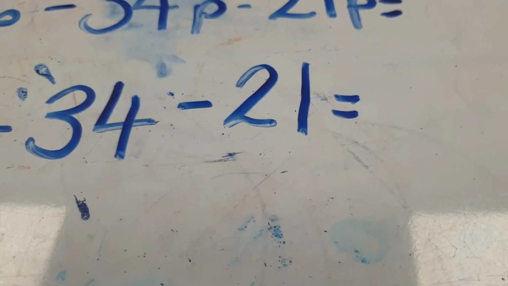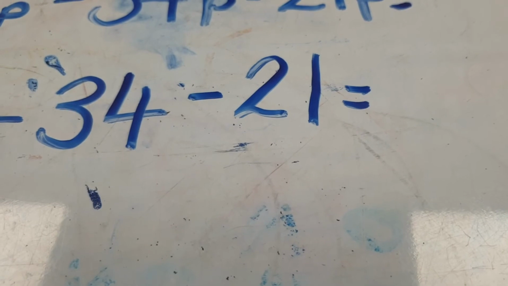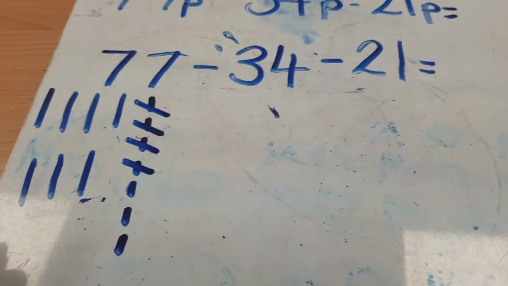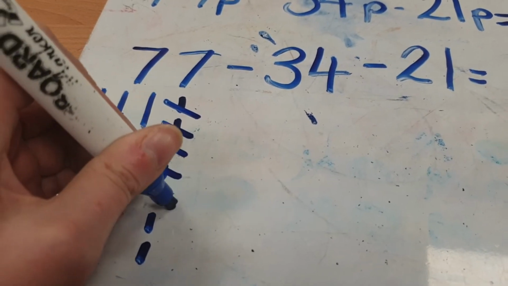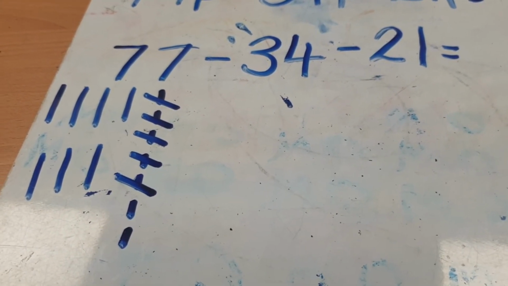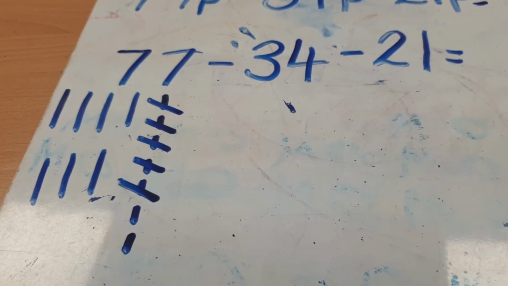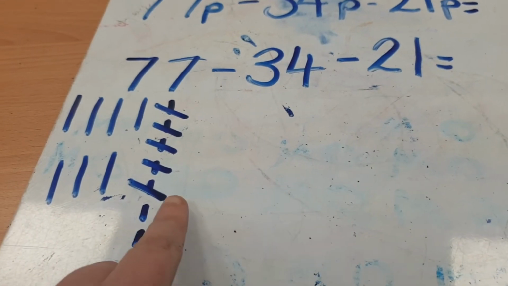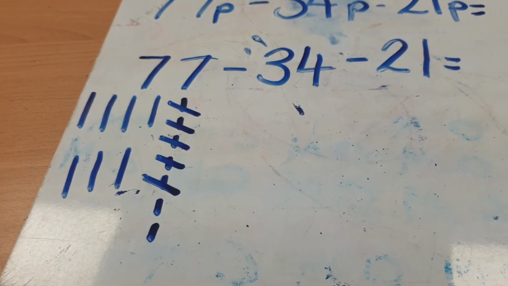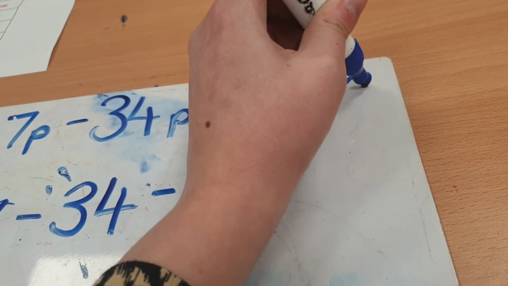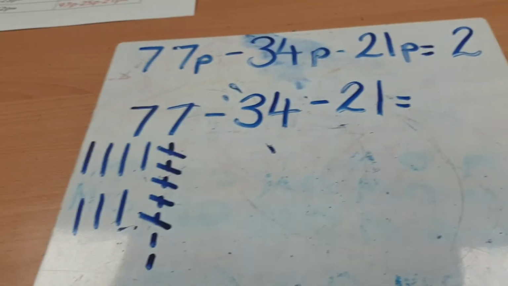How many 1s does 21 have? Well done, it has 1 1. So I need to go back to my 77 and I need to cross 1 more off. So how many 1s do I have altogether now? I have 2. I've taken away my 4 1s and I've taken away my 1 1, and that leaves me with 2 1s. So I'm going to leave my little gap for my 10s and put my 2 1s.